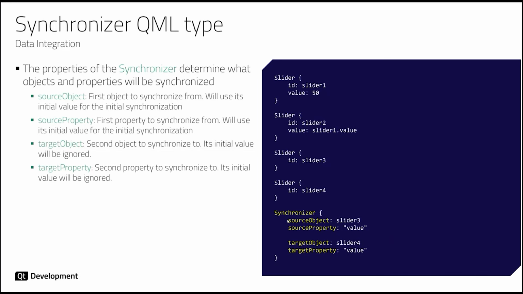The difference here is that the source object and property will use its initial value for the initial synchronization. So if there's a default value set to both of the sliders that we're synchronizing, it'll always take the initial value of the source object and property, and it'll essentially ignore the target object and target property. But then any updates that happen after the fact will always remain synchronized. So we just need a way to get an initial value for our synchronized properties.